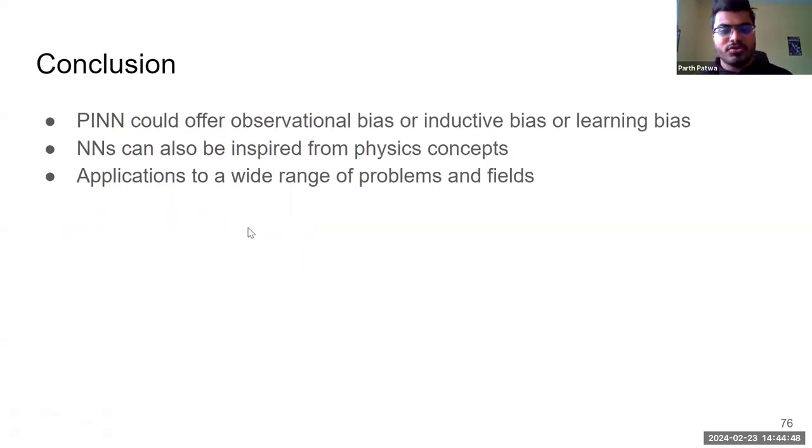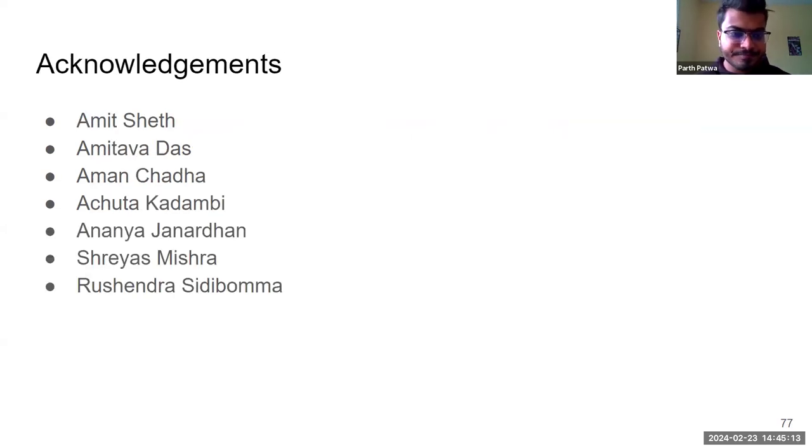So to conclude, we saw that physics-inspired neural networks can offer either observational, inductive, or learning bias. They can also be inspired from physics, and neural networks can also be just purely inspired from physics concepts. And these PINNs are applied to a wide range of problems and fields quite successfully.